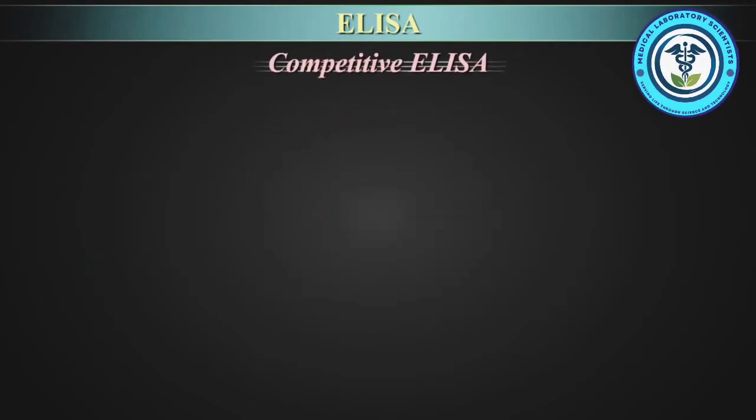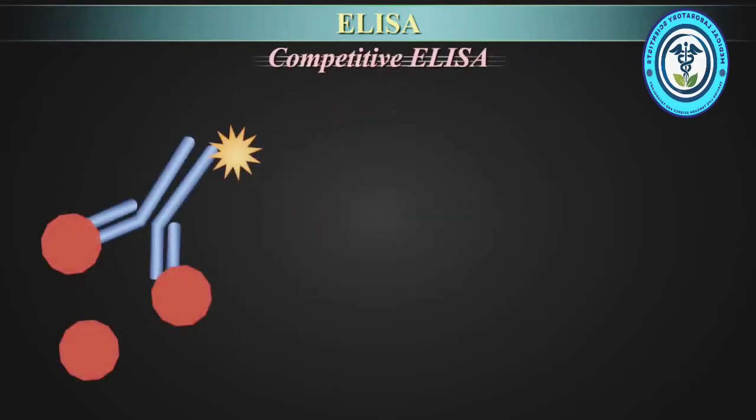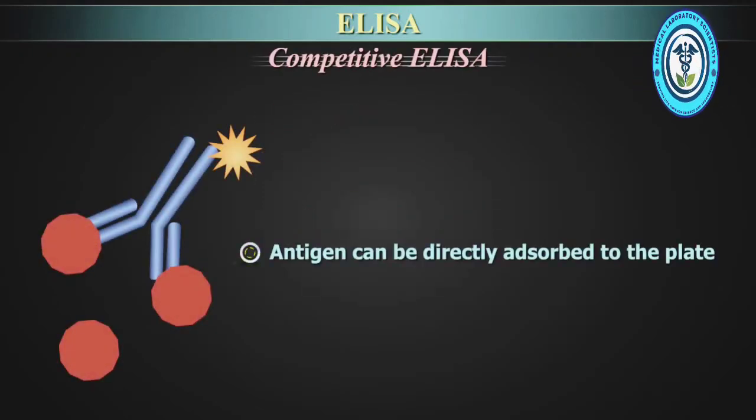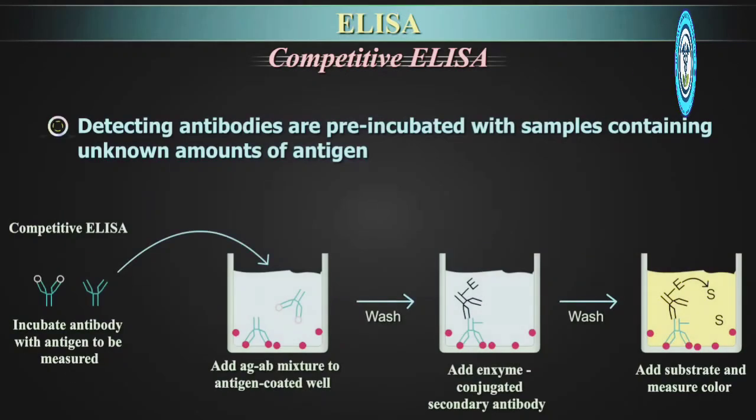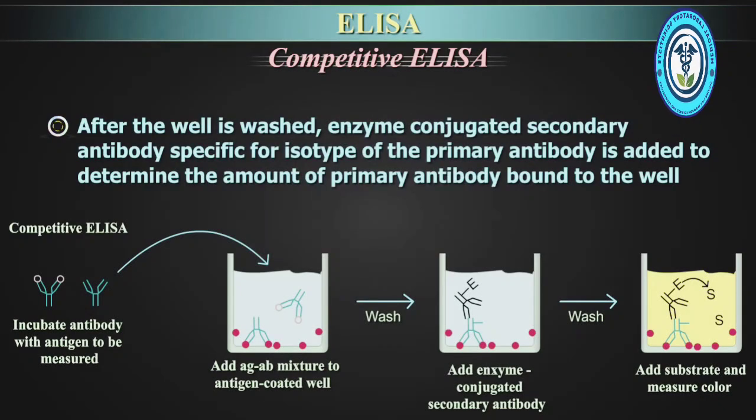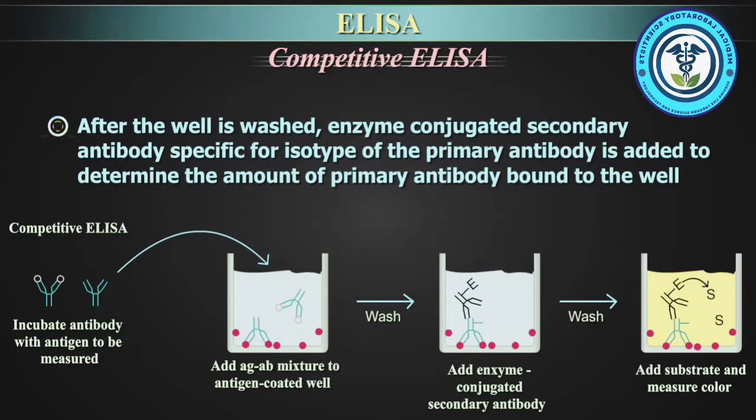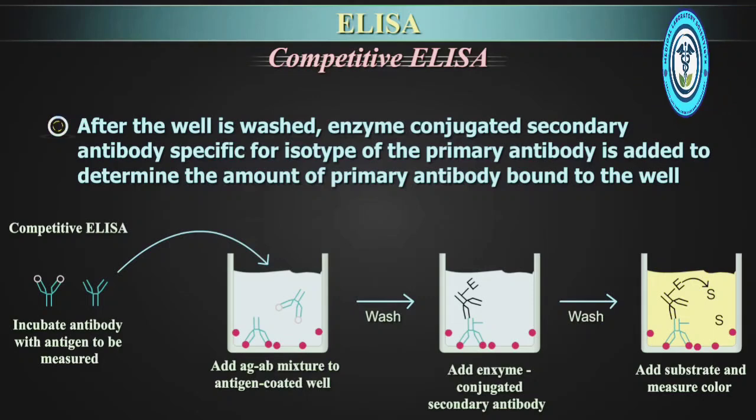Competitive ELISA. It is similar to a direct ELISA in that antigen can be directly adsorbed to the plate. However, the detecting antibodies are pre-incubated with samples containing unknown amounts of antigen. After the well is washed, enzyme conjugated secondary antibody specific for isotype of the primary antibody is added to determine the amount of primary antibody bound to the well.